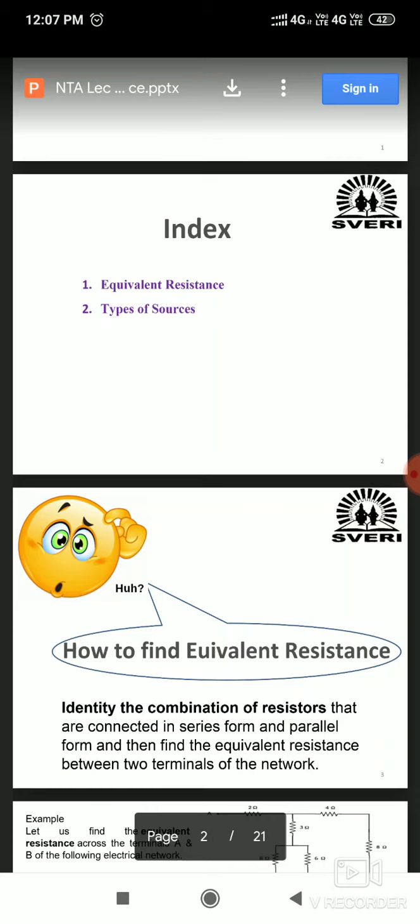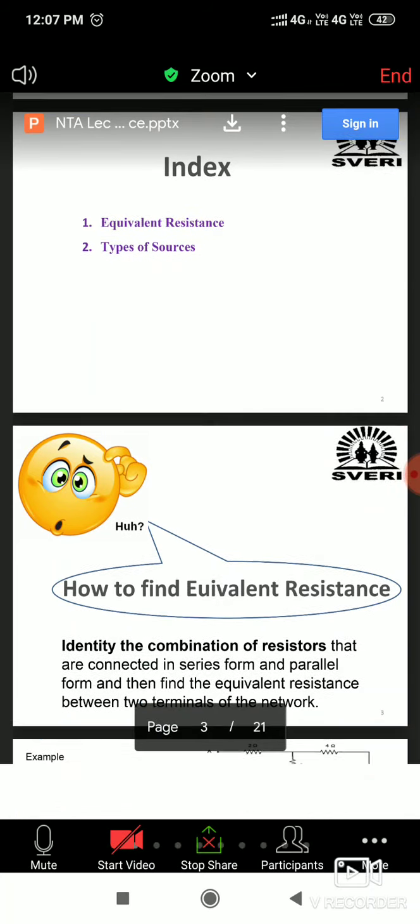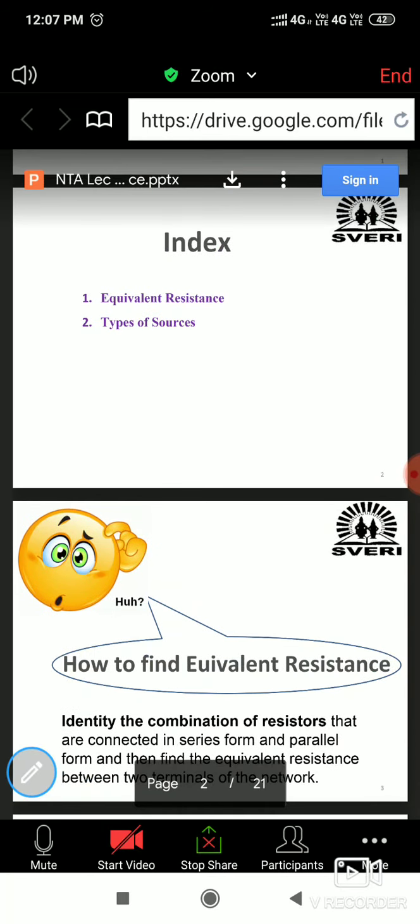We have seen that there are two main types of sources, independent sources and dependent sources. Based on that, again there are different types. In independent there are two types, independent voltage source and independent current source. In the dependent there are four types: voltage dependent voltage source, current dependent voltage source, voltage dependent current source, and current dependent current source. These four types of dependent sources we have seen along with their symbols.